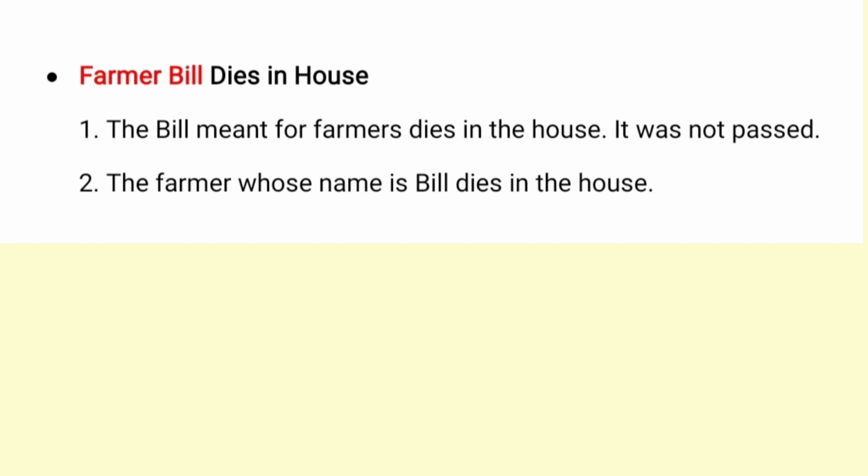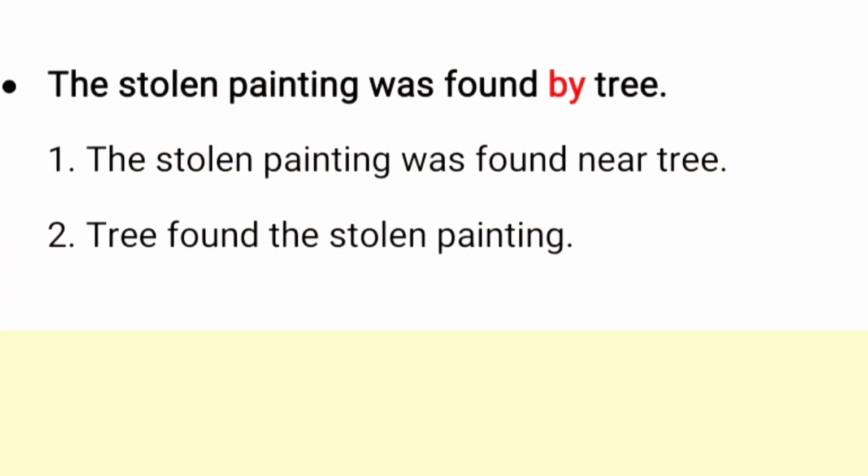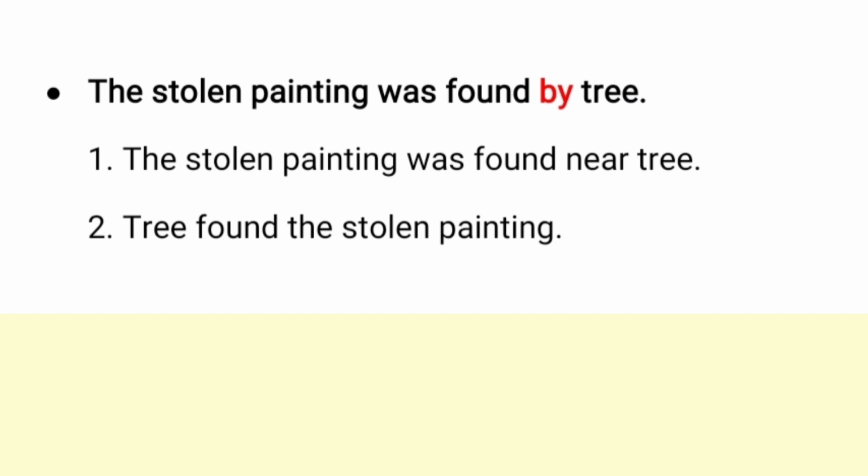Here is another one. The stolen painting was found by a tree. Now look at this. Semantically, it would be a bit wrong, but it definitely communicates two meanings. The first meaning is the stolen painting was found near a tree. By means near. And it also means a tree found the stolen painting. By means the action is performed by the tree. So these are the two meanings.